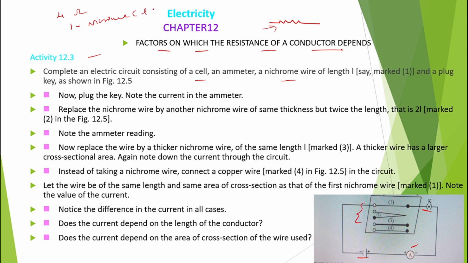So the label is length 1L. The second one is the same nichrome wire. It is twice of number 1, that is, the length is double. And third, he has taken the same nichrome wire with more diameter. The fourth one is a different metallic resistance.